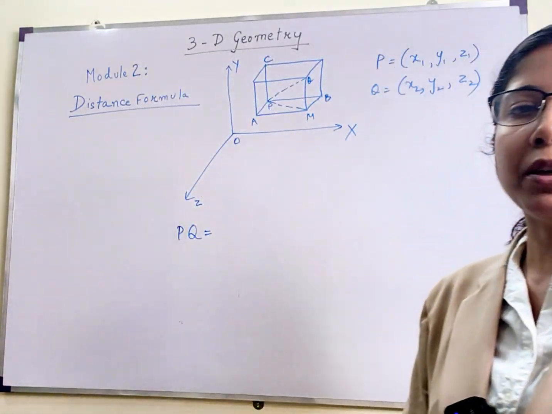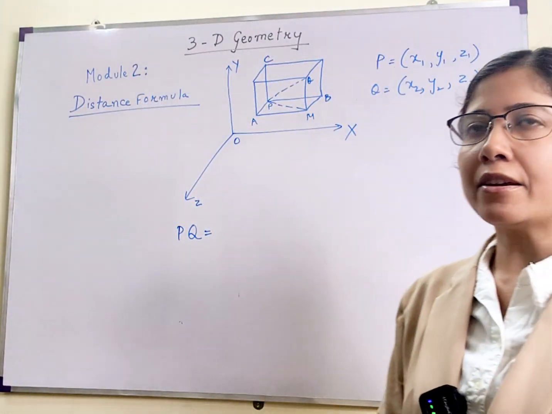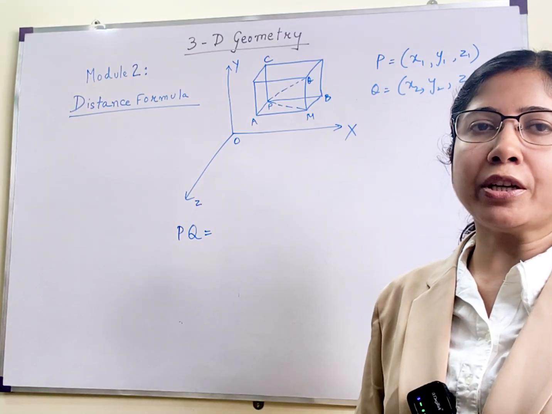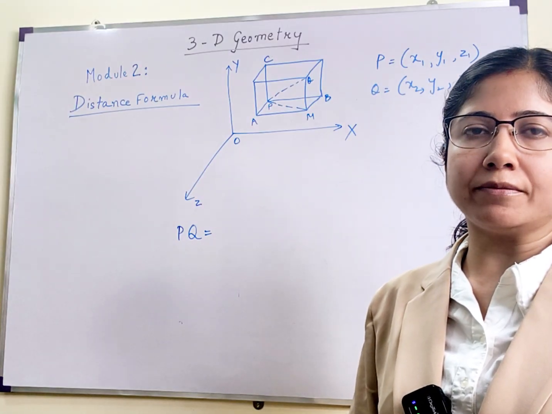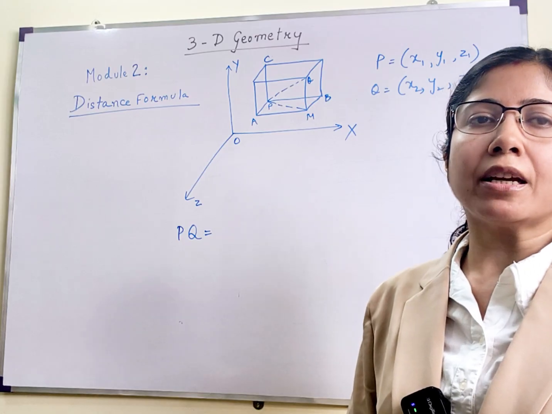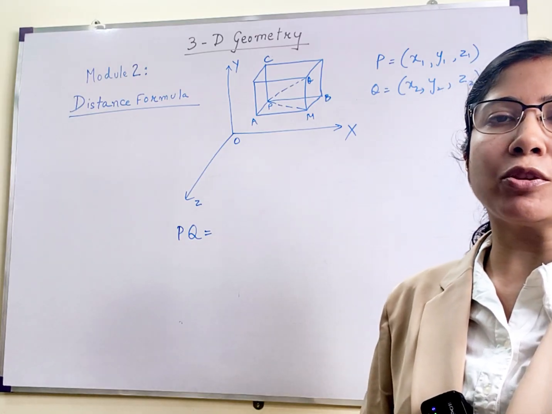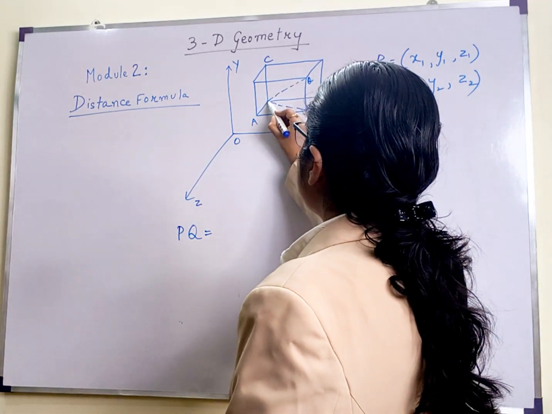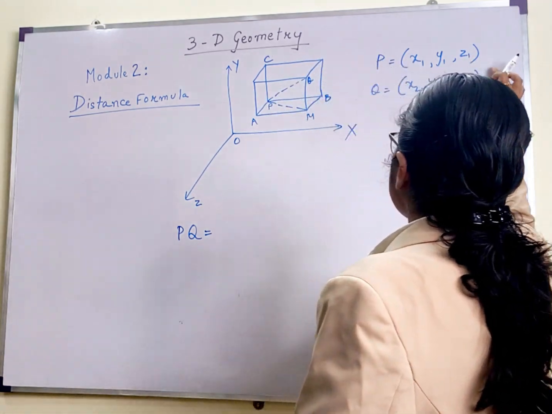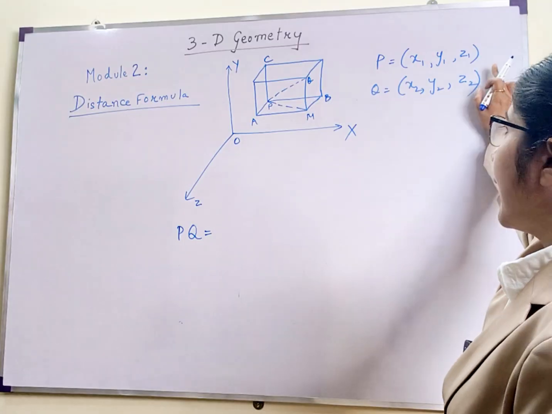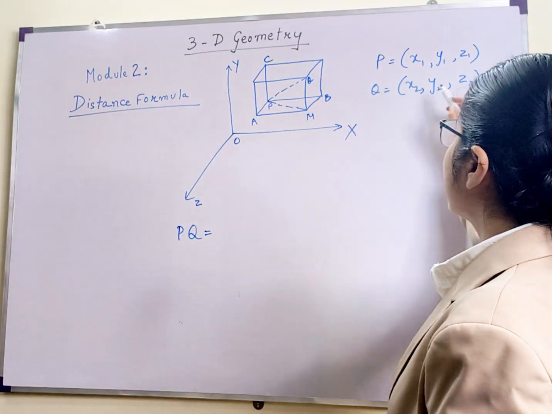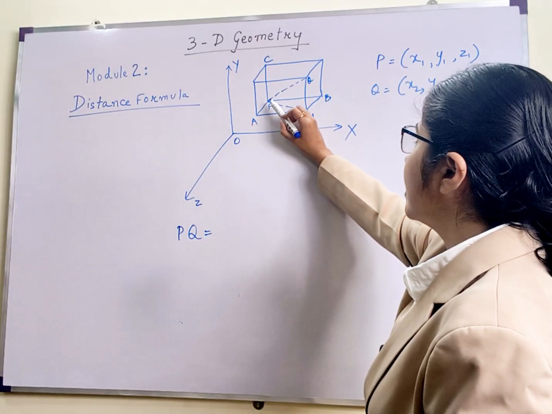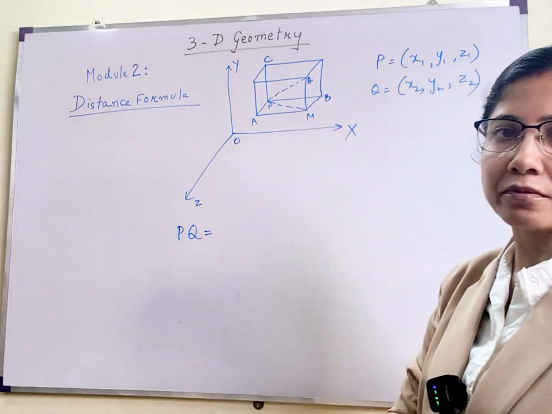What is the distance formula? Suppose we are given two points in space, P and Q. We know the coordinates of those two points, but we have to find the distance between them. So how will we find it? Here, P is one point whose coordinates are x1, y1, z1, and Q is another point whose coordinates are x2, y2 and z2. Now we are asked to find the distance between P and Q.